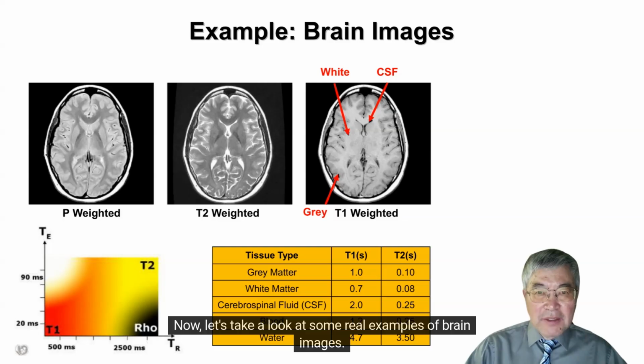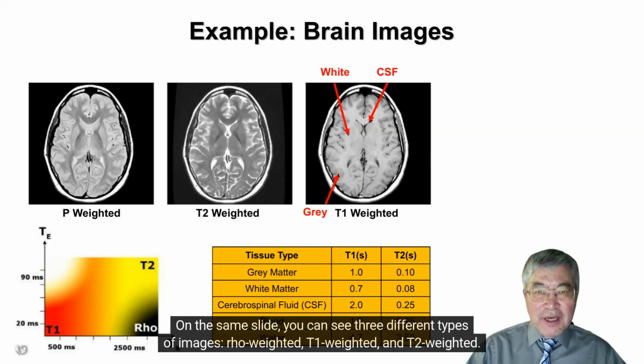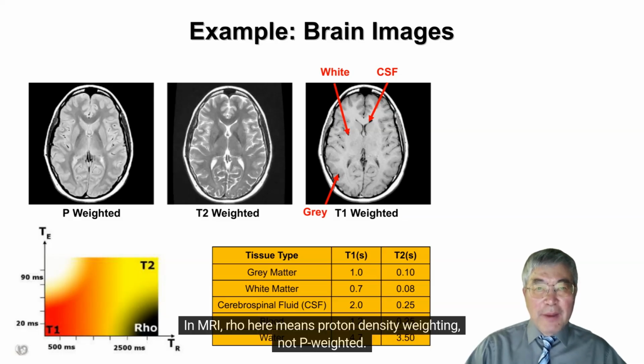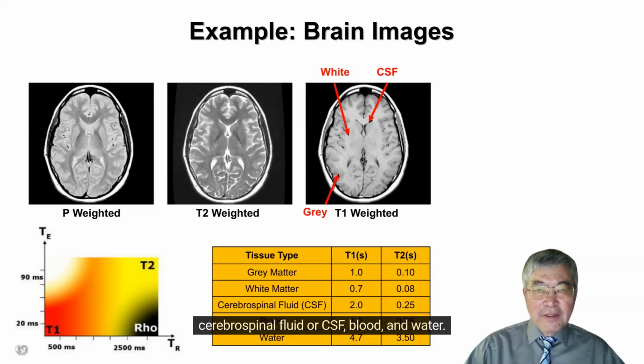Now, let's take a look at some real examples of brain images. On the same slide, you can see three different types of images: RHO-weighted, T1 weighted, and T2 weighted. In MRI, RHO here means proton density weighting, not P-weighted. In the brain, there are mainly 5 important tissue types that we care about: grey matter, white matter, cerebrospinal fluid or CSF, blood and water.